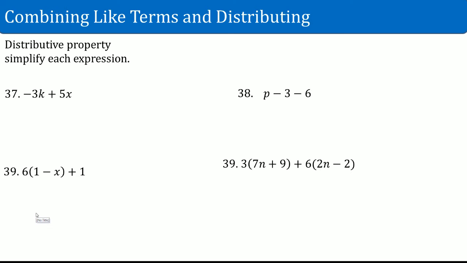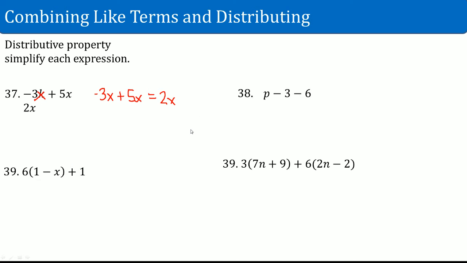Here you have negative 3k plus 5x. Ooh, something's wrong here. Sorry, this should be an x. I think I typed it wrong. This should be an x, okay? It is equivalent of doing negative 3x plus 5x, okay? That becomes negative 2x. This was in the x family, this should be in the x family, and this should be in the x family. If this is really a k, you cannot combine them.